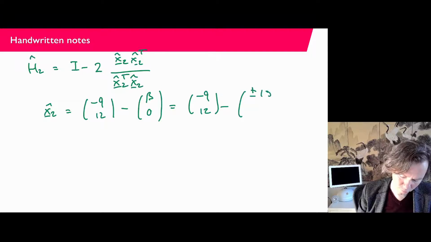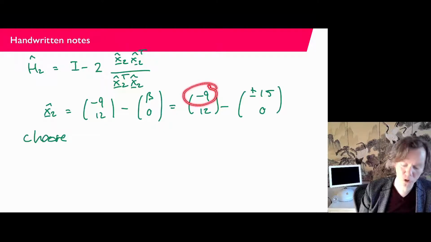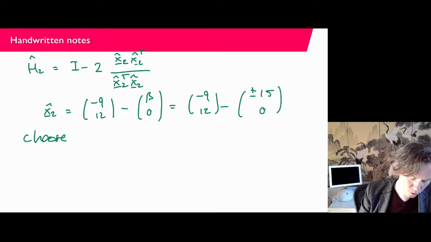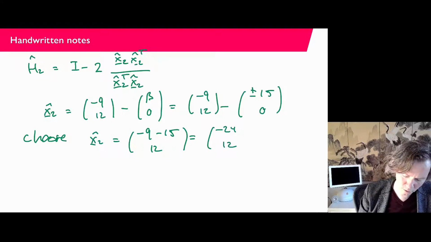Plus or minus 15, 0. So we choose... So now we have minus 9 and we would like to subtract 15. So we want minus 15 here. So we are going to choose x2 hat is minus 9 minus 15, so that these signs agree. 12, which is minus 24 and 12.